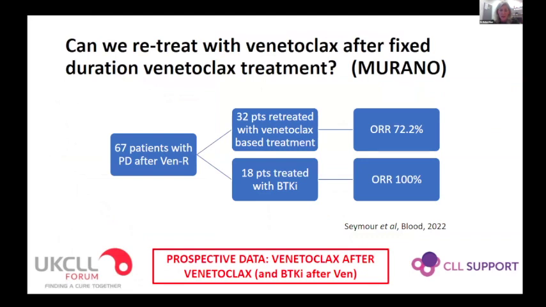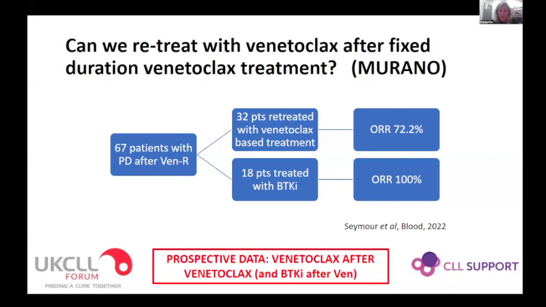67 patients went on to have progressive disease after venetoclax and rituximab. 32 of those were retreated with venetoclax-based treatment with an overall response rate of 72%. So a pretty decent overall response rate in retreatment in patients who've progressed having been treated with venetoclax before. This study also, it's a very small number of patients, but does also give us some information about BTK inhibitors prospectively after venetoclax, because a prior BTK inhibitor exposure was excluded in the Murano study.